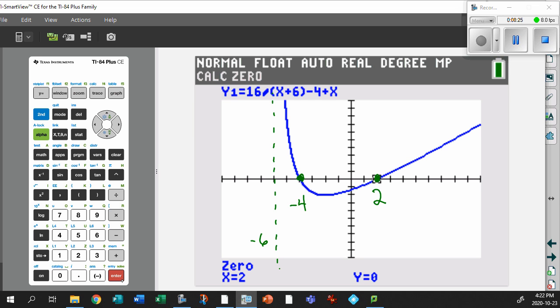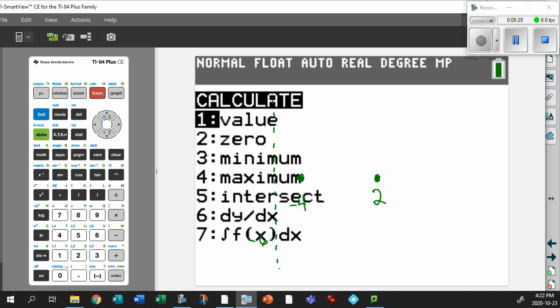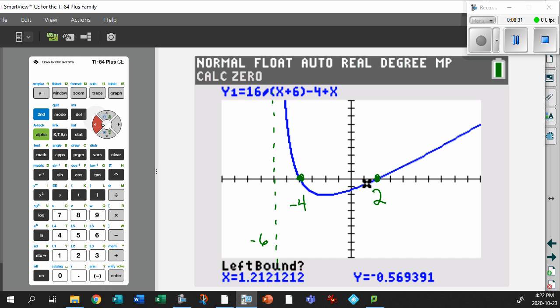You could do it to the other side as well. Go second calc, find the 0, mouse it over to your left bound. Remember, you have to be on the left side of that intersect to make sure that you've got the right bound set up. There it is. And on the right side of that intersect, there we go. Hit enter again, and look at that. There's the -4.